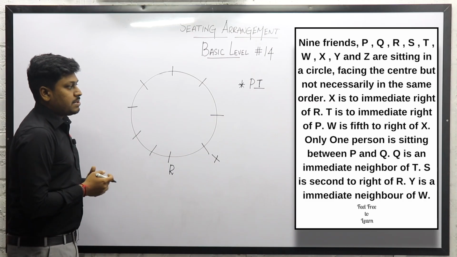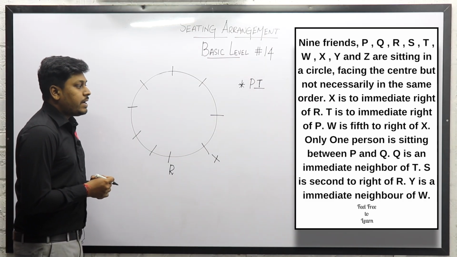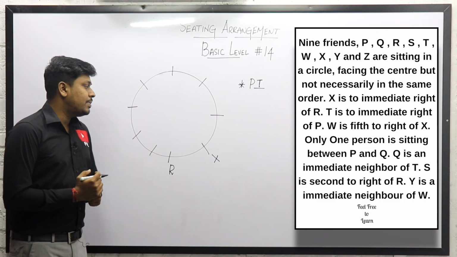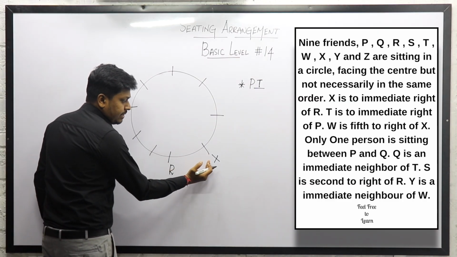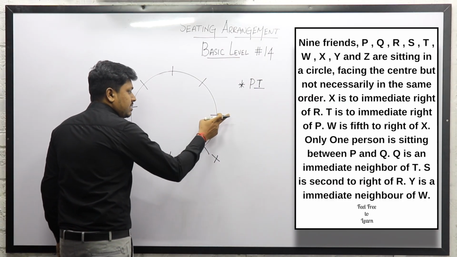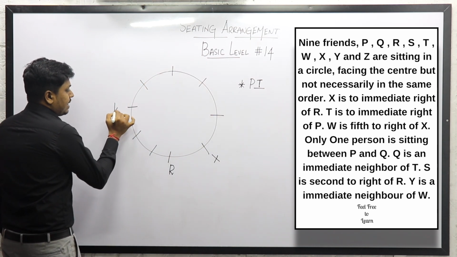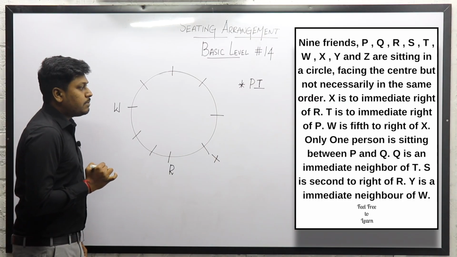Got it? Next point. W is fifth to the right of X. So X's right hand side, at the fifth place, W is sitting. So we know that X is sitting here. So X's right hand side will be this side. So 1, 2, 3, 4, 5. So X's right hand side at the fifth place, the letter W is sitting.